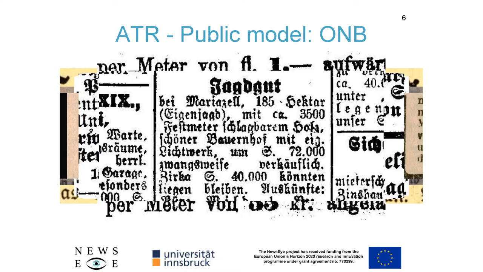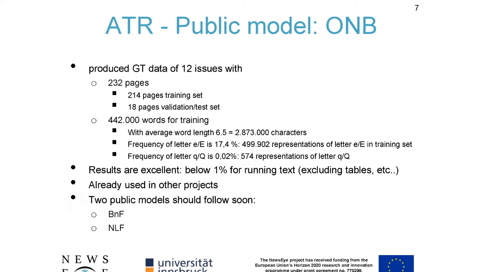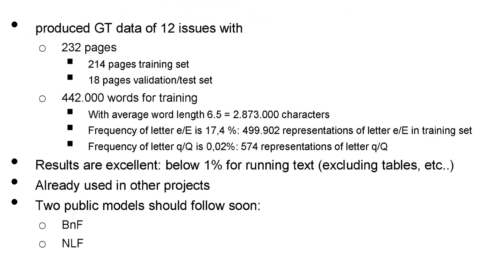We did not take the easiest training data, so it's from all time periods and all kinds of images, good and bad images. And these are the statistics of these ground truth samples. We have around 442,000 words in the training set. And there is some interesting statistics. If you take the statistic of the German language, which says that a word has 6.5 characters on average, then you have almost 3 million characters.